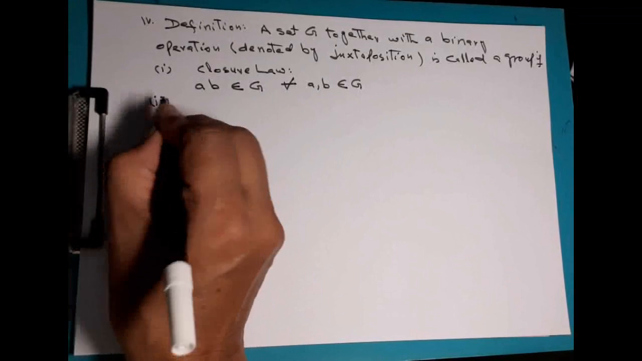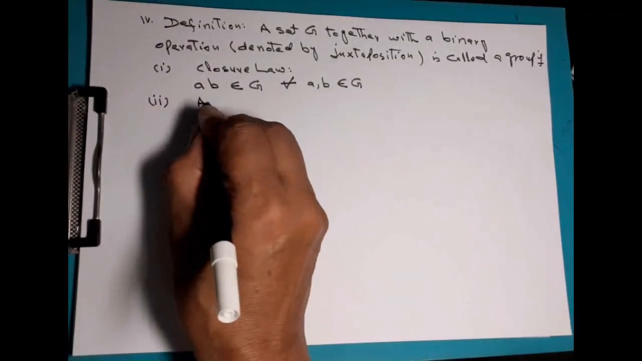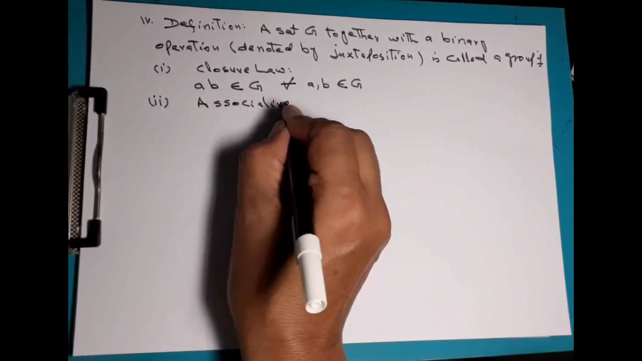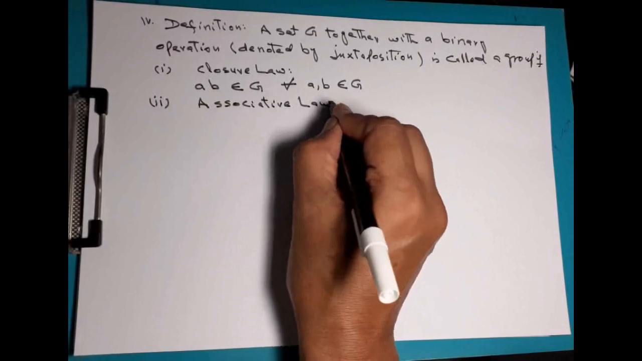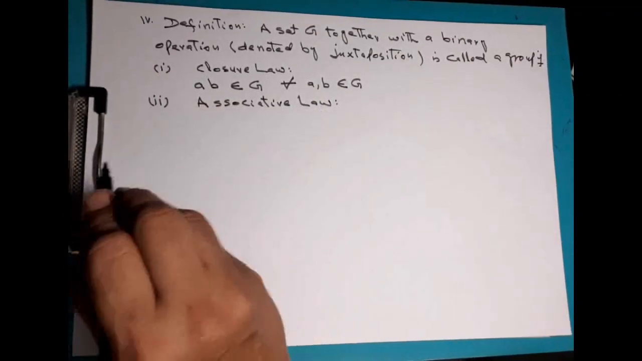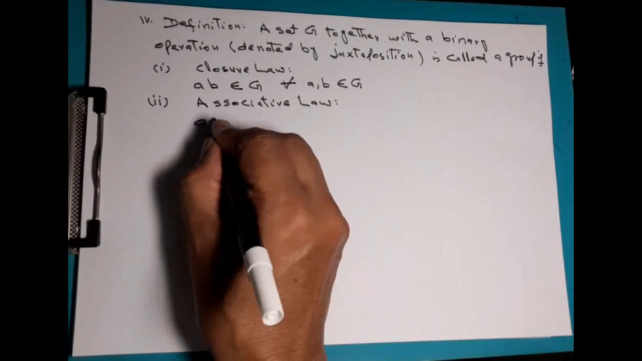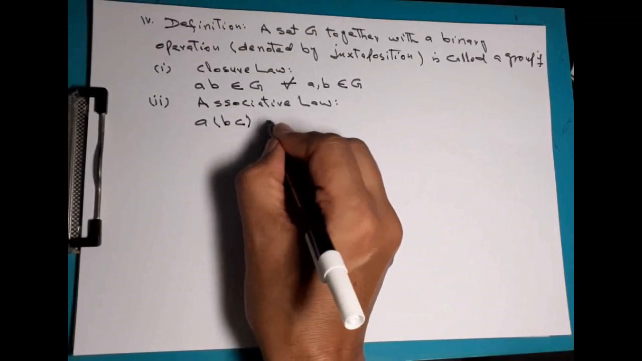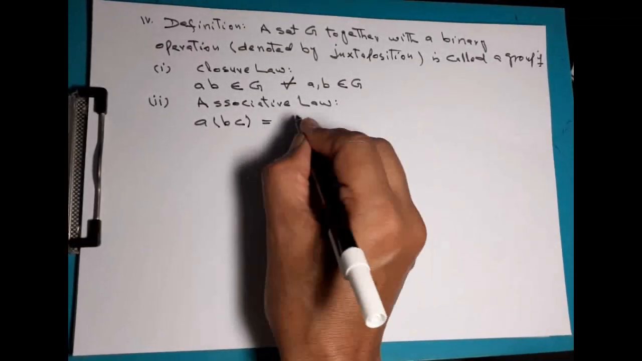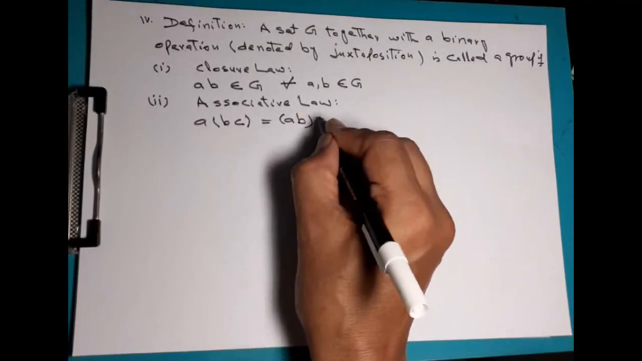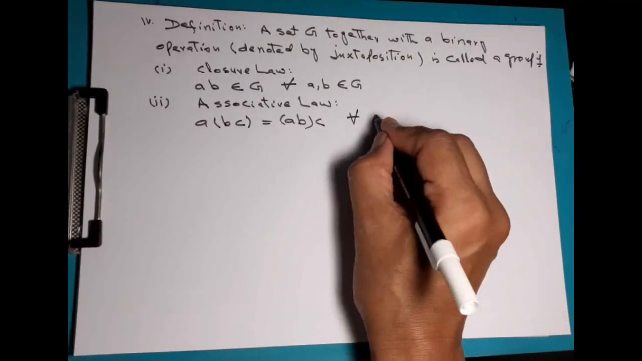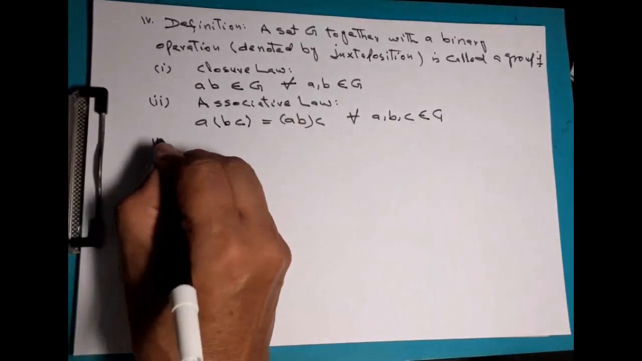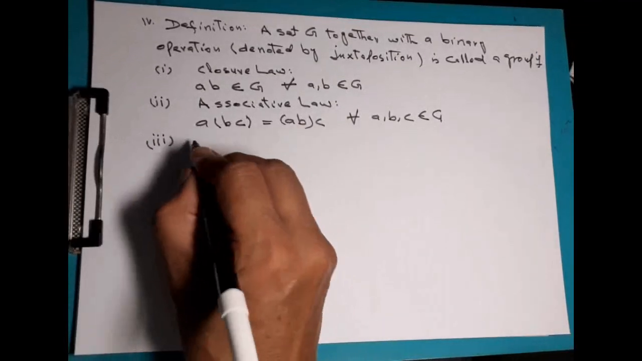Secondly, that is the associative law, and you very well understand it. What we mean by the associative law is, for A, B, C, we can say multiplied with, so A multiplied with BC is equal to AB multiplied with C, and this is for all A, B, C belonging to G. And thirdly, existence of identity element.